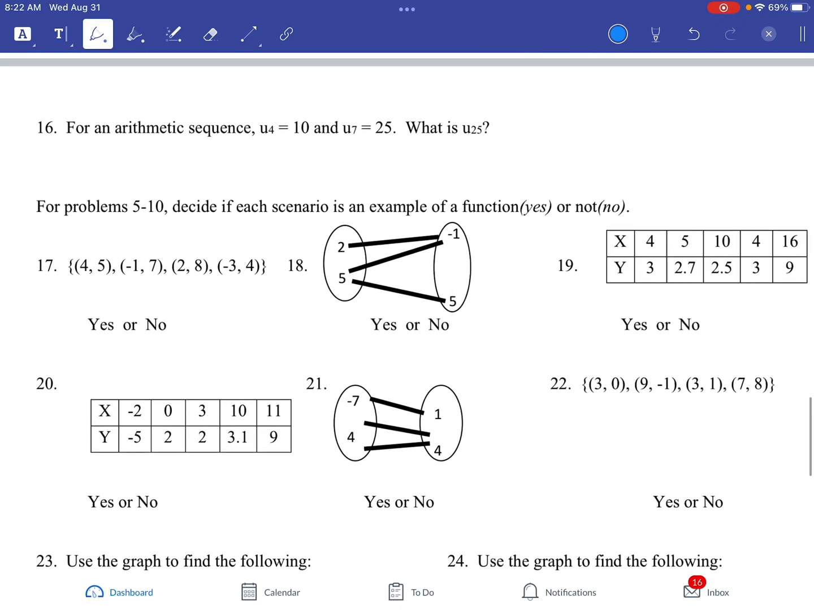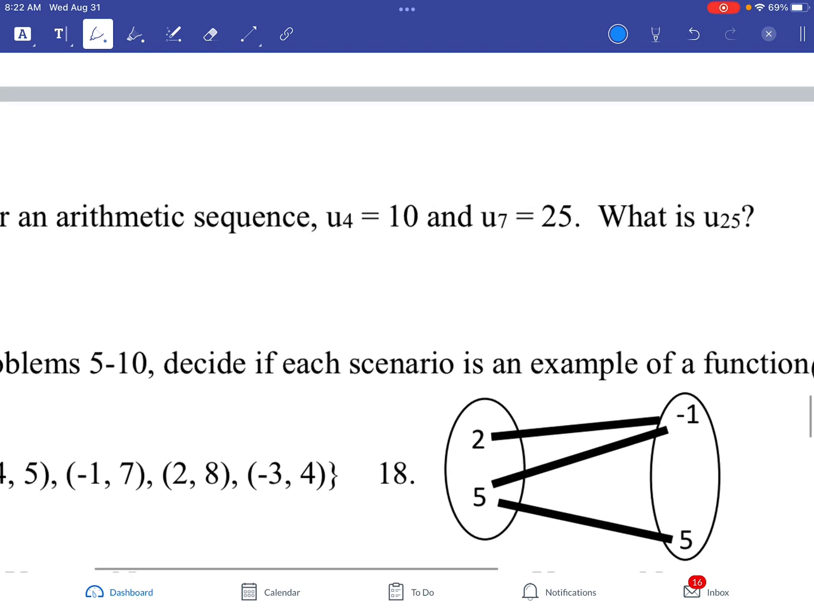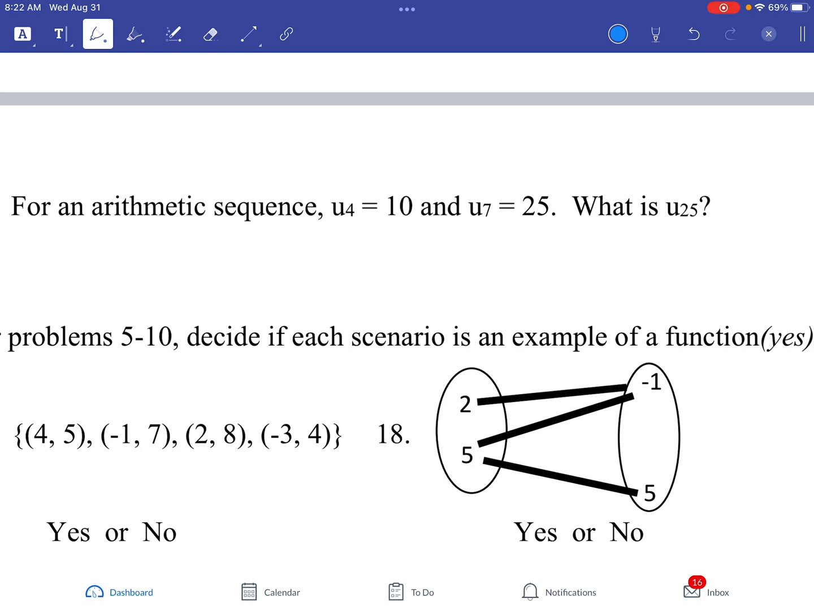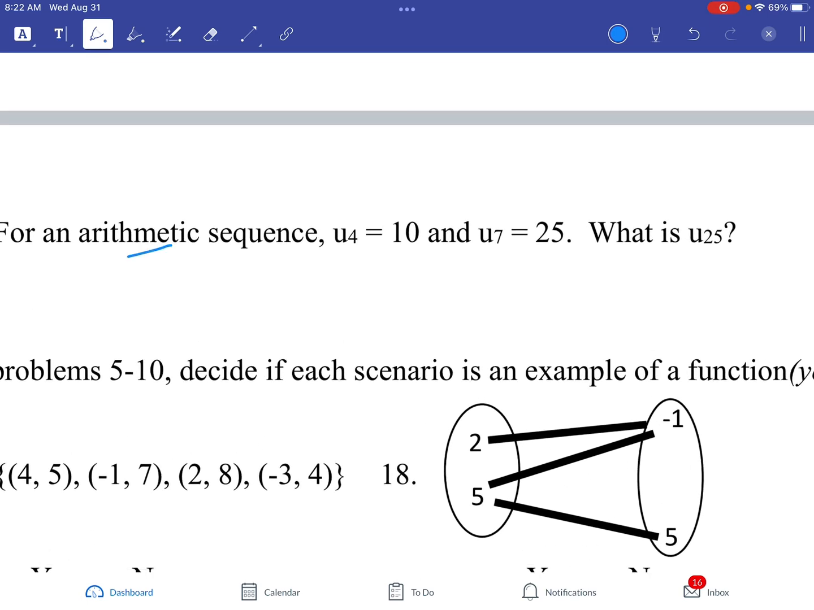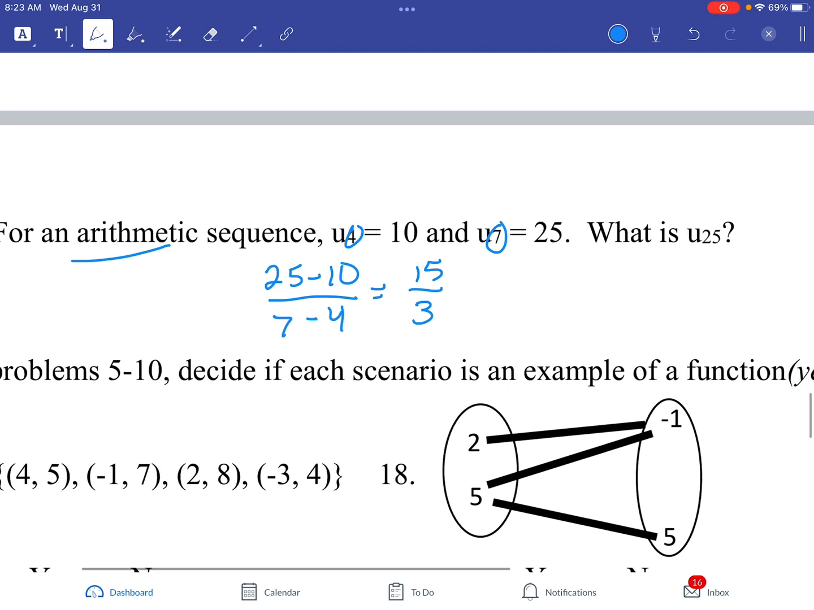Okay. For an arithmetic sequence, u sub 4 is 10, u sub 7 is 25. What is u sub 25? Well, there's a lot of ways you can do this. First thing we should probably do is figure out what kind of sequence this is. Oh, it's an arithmetic sequence. To figure out what the common difference is going to be, we're going to take 25 minus 10 over 7 minus 4. We got the 7 and the 4 from here, which gives us 15 over 3, which gives us a grand total of 5.